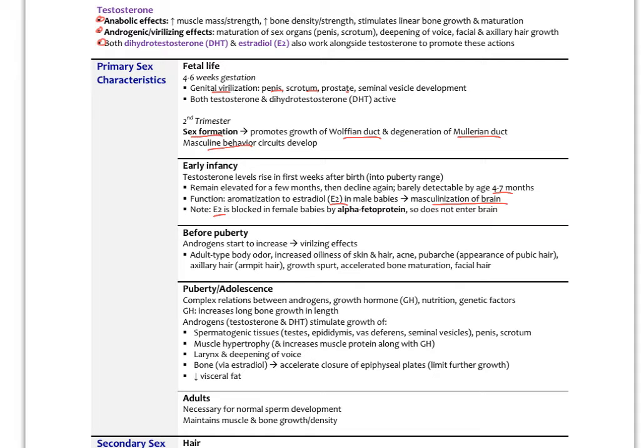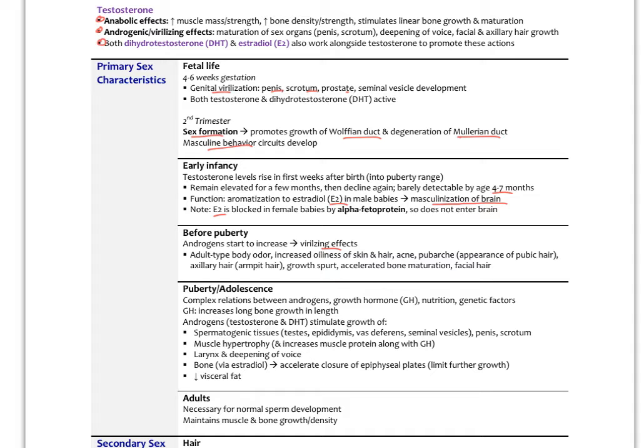Before puberty, the androgens start to rise, and that starts giving virilizing effects. We start seeing things like adult-type body odor, increased oiliness of the skin and hair, acne, and appearance of pubic hair, axillary and armpit hair. There's a growth spurt with accelerated bone maturation, and then facial hair.